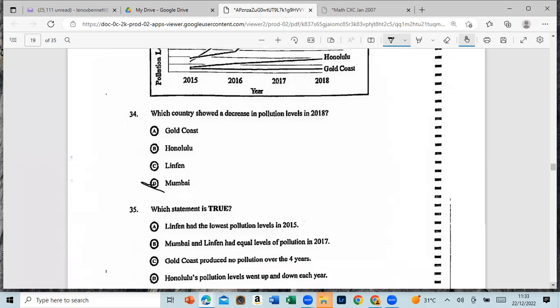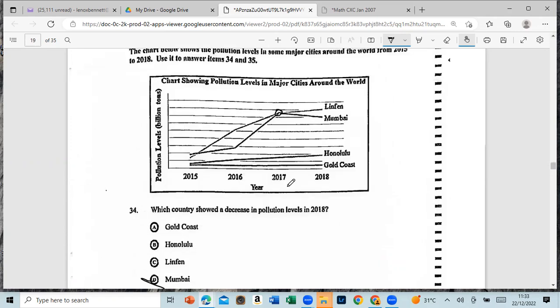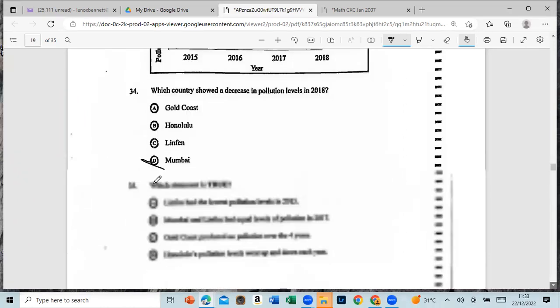Mumbai and Lenfin have equal levels of pollution in 2017. So look at 2017. We don't have to go any further, guys. It's the same, right? 2017. So that would be B.